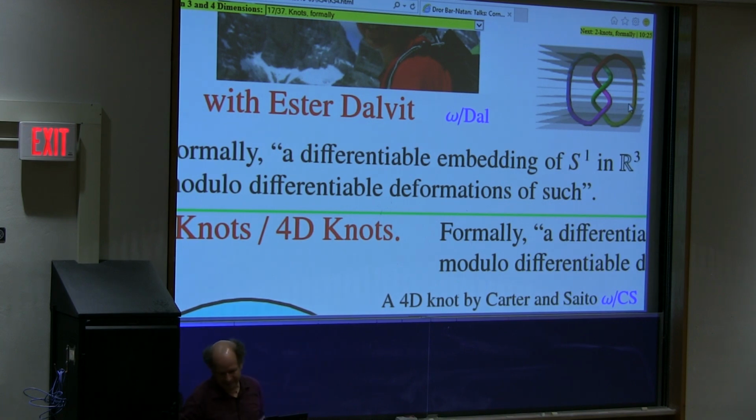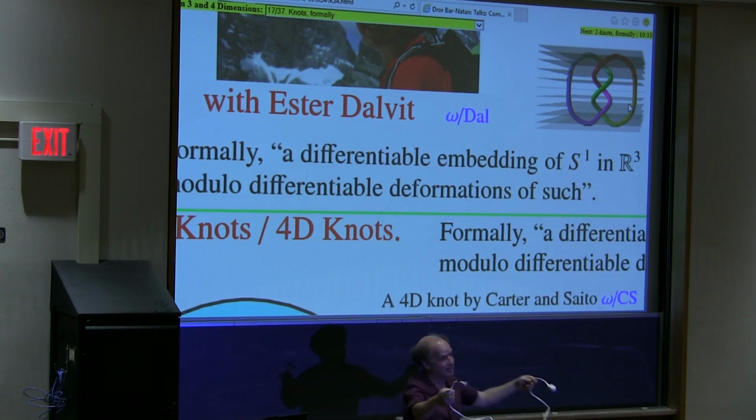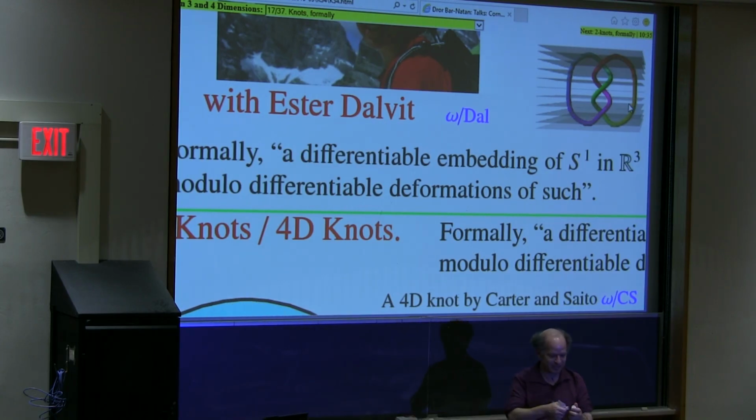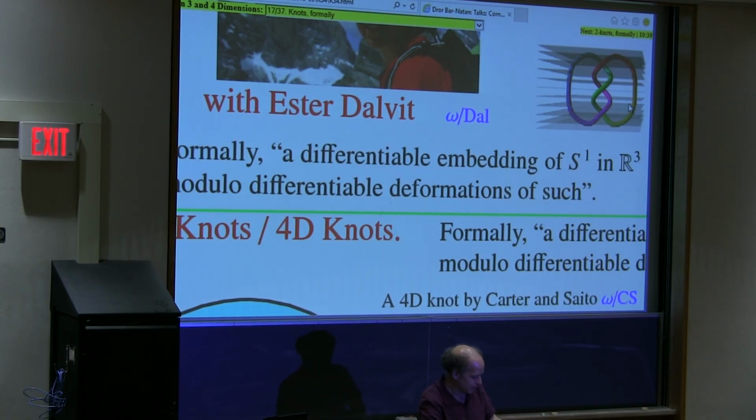Formally, by the way, what's a knot? So formally, a knot is a closed curve in three-dimensional space. This is very handy. So here's a closed, smooth, differentiable curve in three-dimensional space. So this one doesn't want to close.